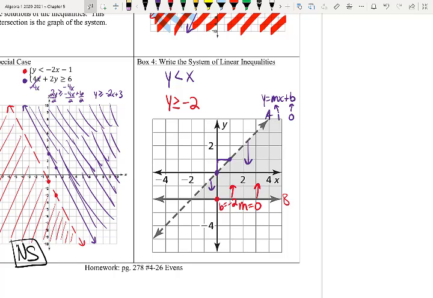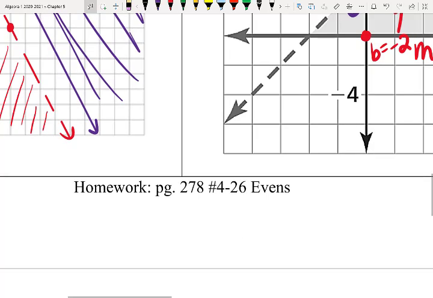Alrighty, well, that's all I got for you guys for 5.7. That is also the last section in chapter 5. So tomorrow we'll be starting to work on getting ready for our test. Tomorrow will be review day. But yeah, that's all I got for you. Homework for 5.7 is page 278, 4 through 26, just the evens.